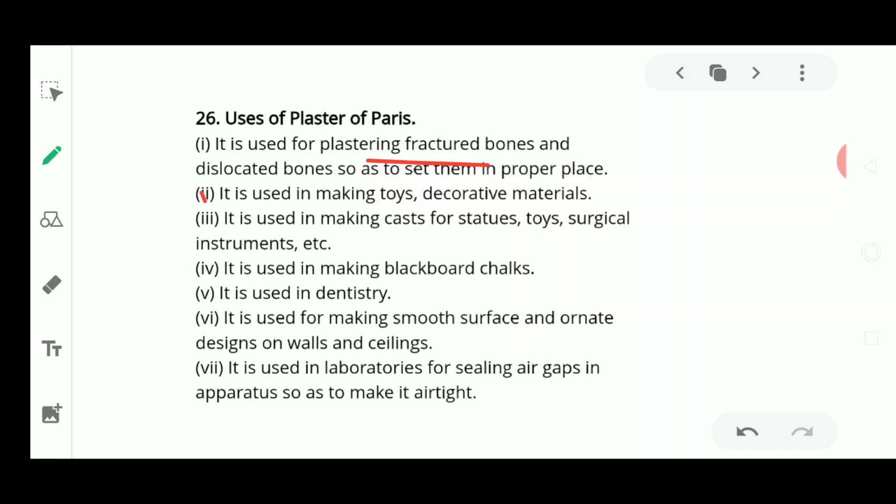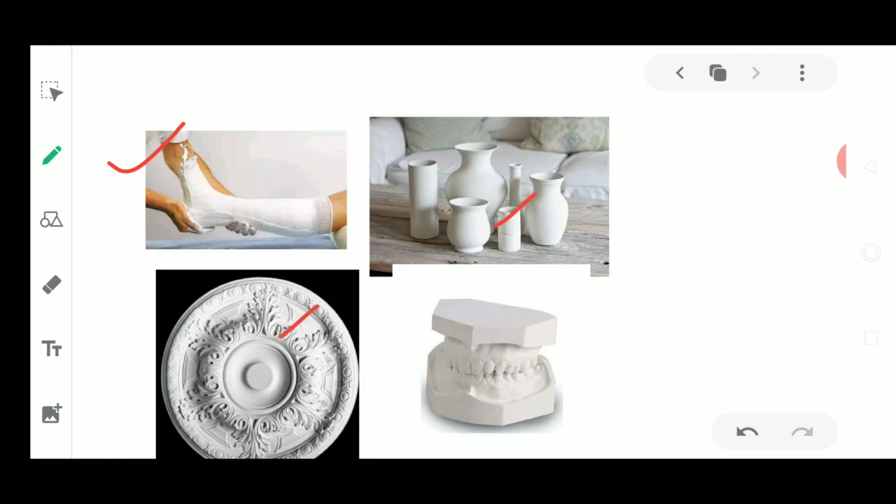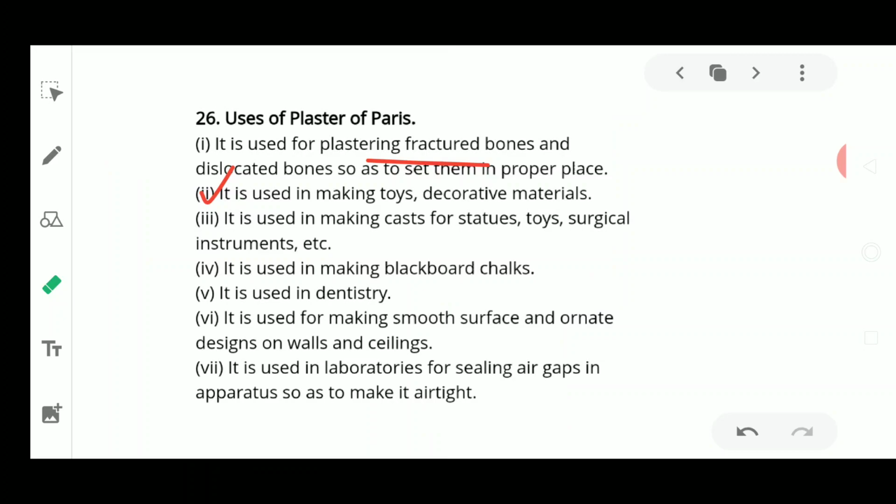Next thing is that it is used to make toys or decorative materials. You can see here it is used for making decorative materials. Now the next use of plaster of Paris is for making statues, toys and surgical instruments. It is also used in making blackboard chalks. Now the next thing is that it is used in dentistry.